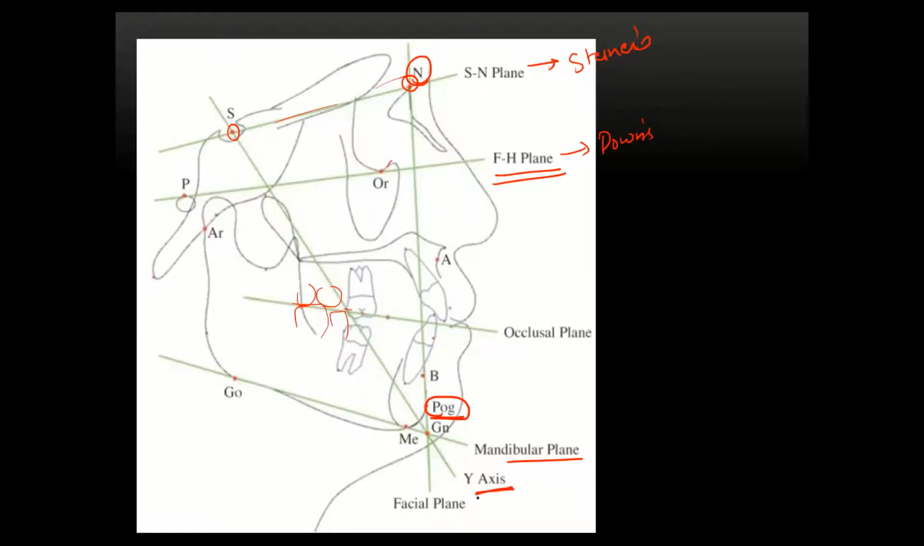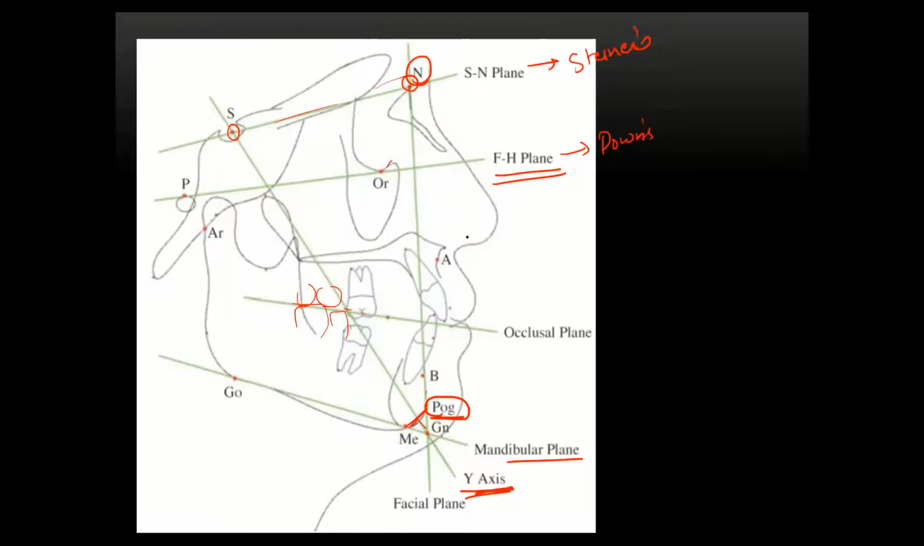Next is the Y-axis. How do we draw it? Sella to gnathion. How do you find gnathion? You take pogonion and menton and you bisect it. So when you connect sella and gnathion, that is the Y-axis. These planes are very important. You need to remember them.